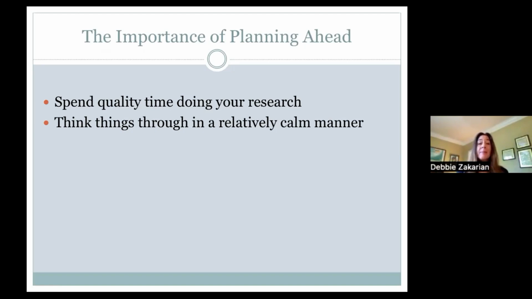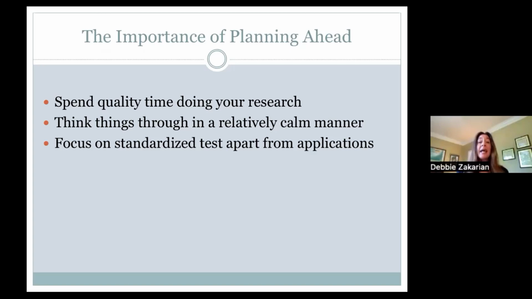Number two, planning ahead allows you to think through things in a relatively calm manner. We all know what it's like to feel rushed and to be stressed. And when we're in that situation, we really can't do our best work. Some students, believe it or not, will wait till a month or two to start this process, and that is just not enough time to do a quality job. When we rush, we make mistakes, and you want to give yourself time to think in a calm manner about this process and make very good decisions.